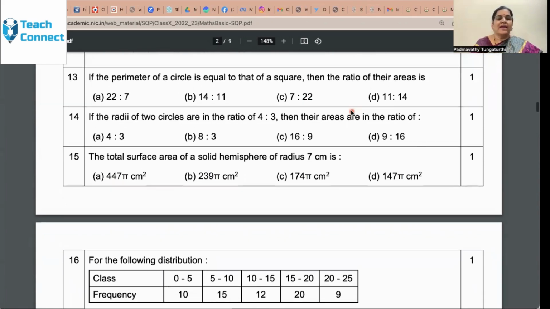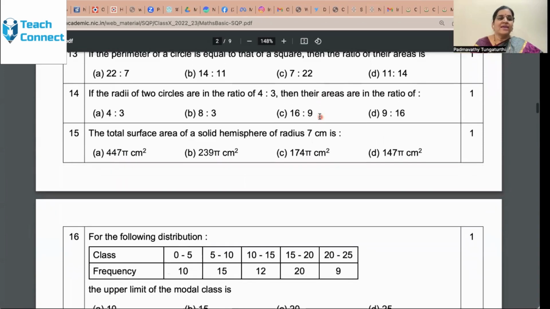Now, if the radii of two circles are in the ratio 4:3, then their areas are in the ratio. We remember that pi can be cancelled. Unnecessarily, let the child not write so many things over there. What is smart work? Pi r square. Pi into 4 square is to pi into 3 square. The answer is very clearly written over here.